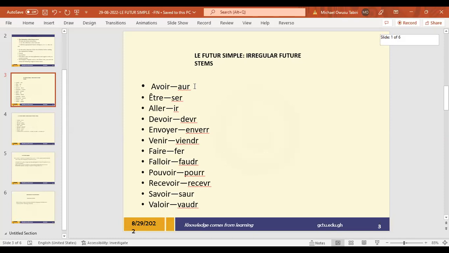J'aurai, tu auras, elle aura, nous aurons, vous aurez, elles auront. That is when we are conjugating it. When it comes to être also, this is the future tense.